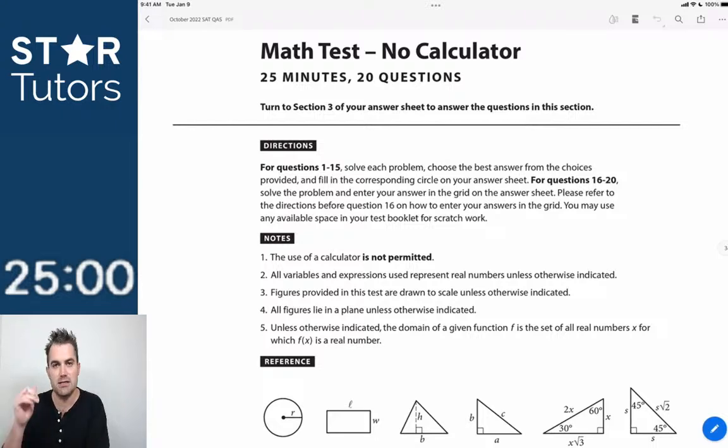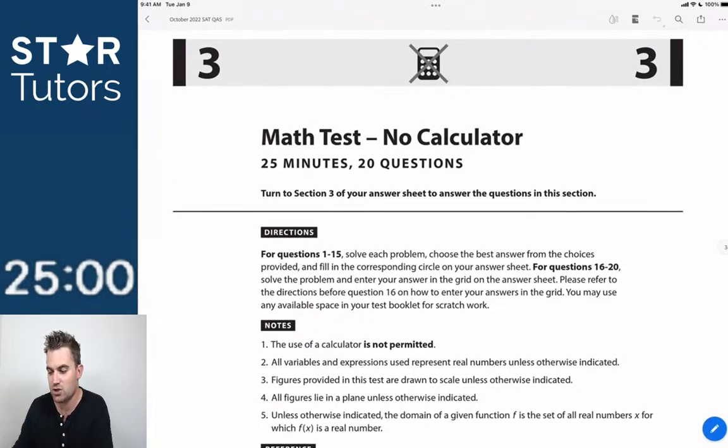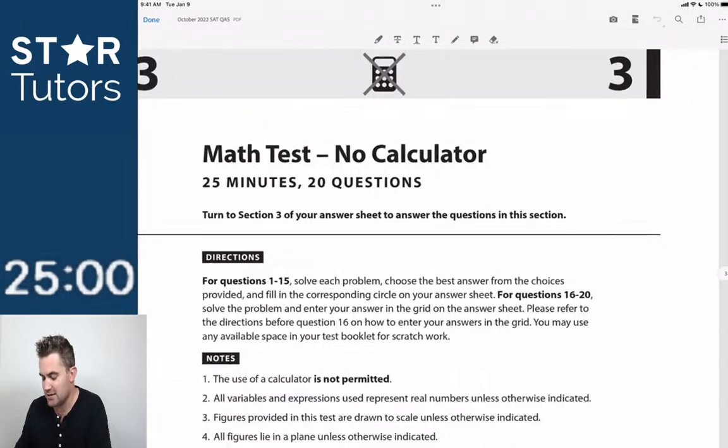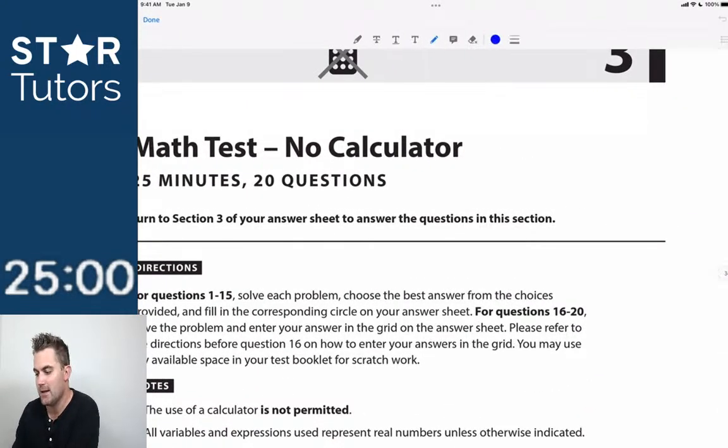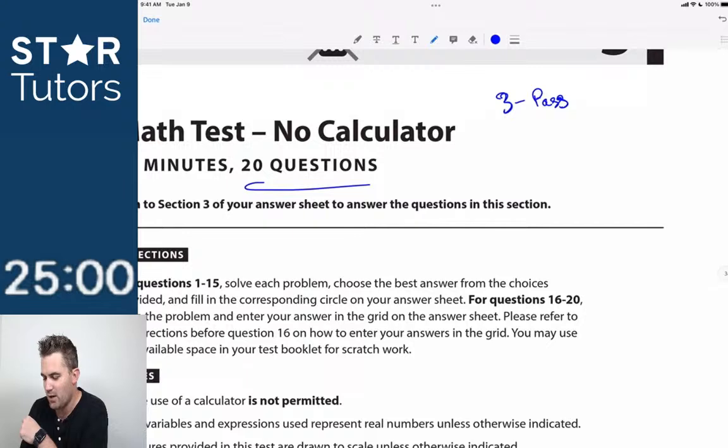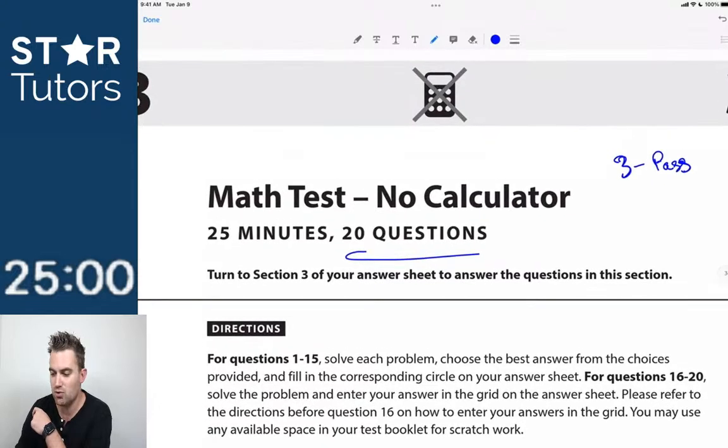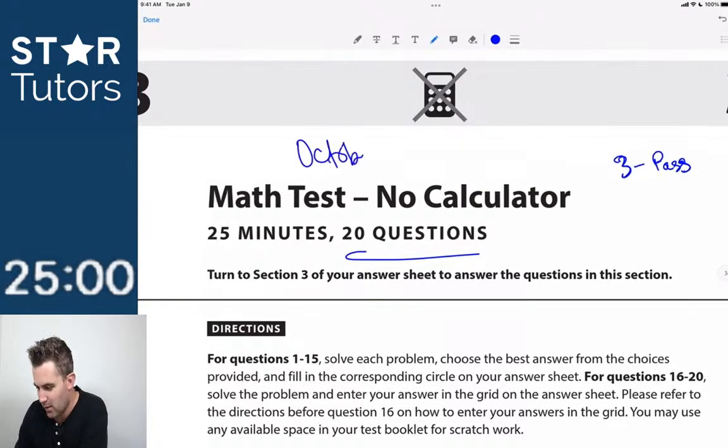Again, thumbs up if we're ready to go. If you guys have any questions while we go, I'll try to explain our 3-pass method, which I think is really, really effective and helpful in terms of that accuracy idea. So 3-pass, and I'll explain that as we go. We get 25 minutes, 20 questions. Those last 5 are the free response questions for those that haven't seen a no-calc section before. Again, this is the October 2022 SAT exam. So this just happened at the time of this filming.